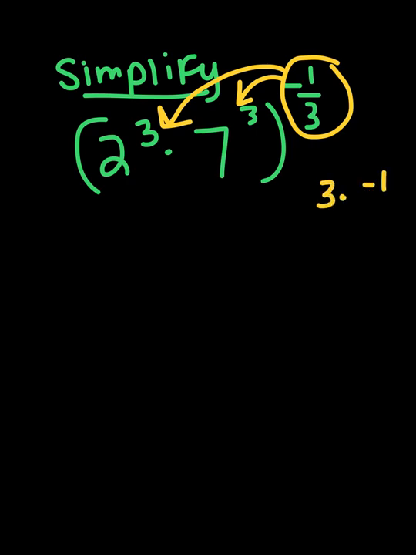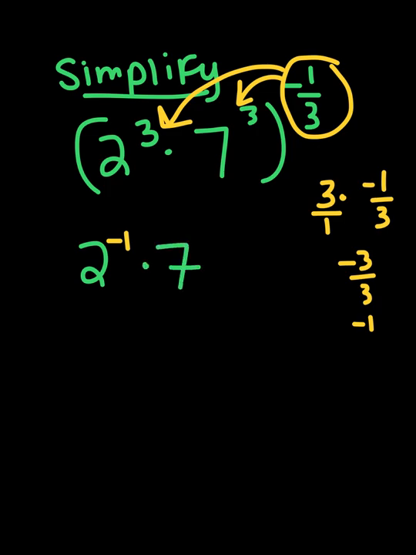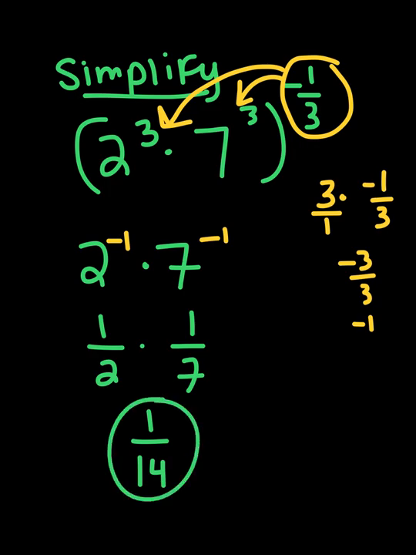3 times negative 1/3 is really 3 over 1 times negative 1 over 3, which ends up being negative 3 over 3, which is just negative 1. So this is going to be 2 to the negative 1 power times 7 to also the negative 1 power. And now I have two sad exponents. So to make them happy, I move them to the denominator. So I have 1/2 times 1/7, which gives me 1/14.